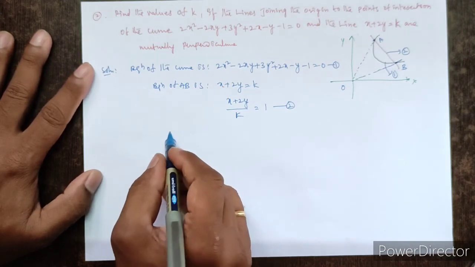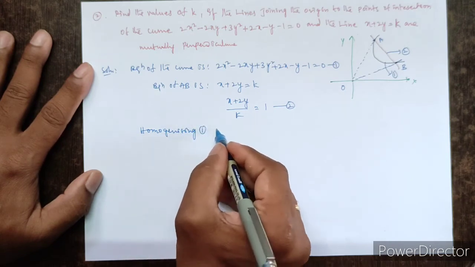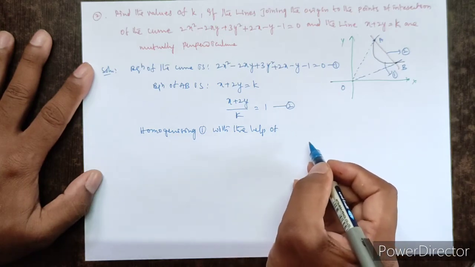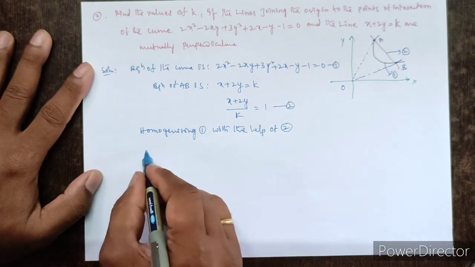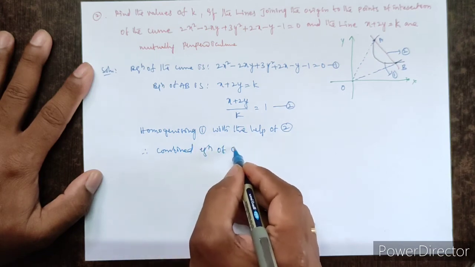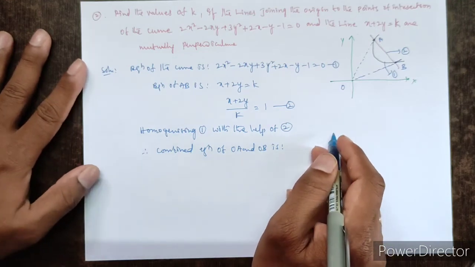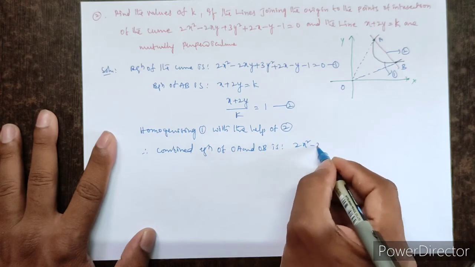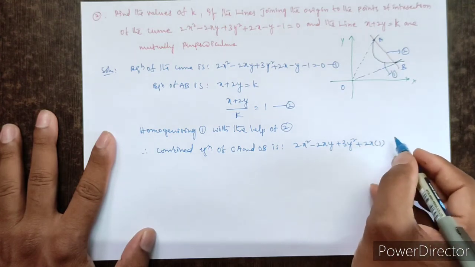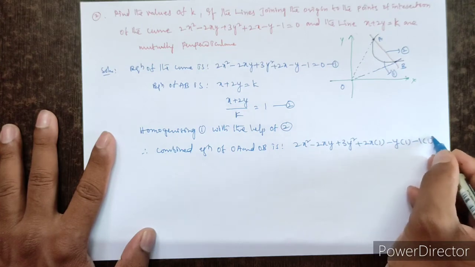So what is the next step? Homogenizing equation 1 with the help of equation number 2, then the combined equation of OA and OB is: equation 1 can be written as 2x square minus 2xy plus 3y square plus 2x into 1 minus y into 1 minus 1, a constant, which can be multiplied with 1 square, equal to 0.